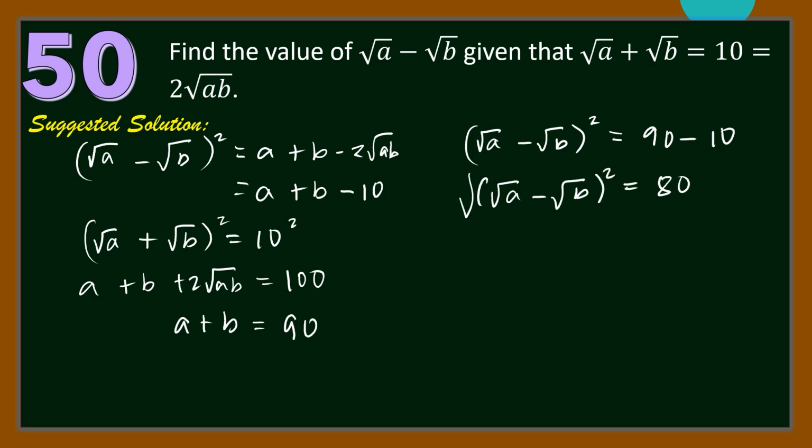We get the square root of both sides. So we have square root of a minus square root of b equal to square root of 80, which is square root of 16 times 5, that is 4 square root of 5.